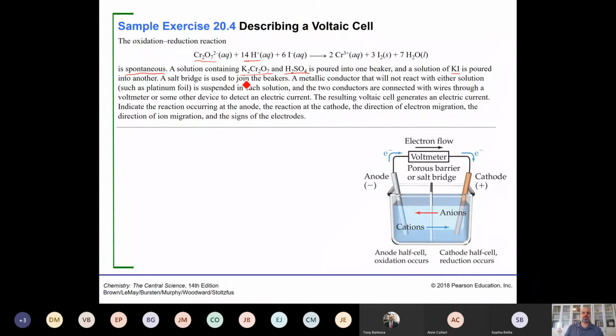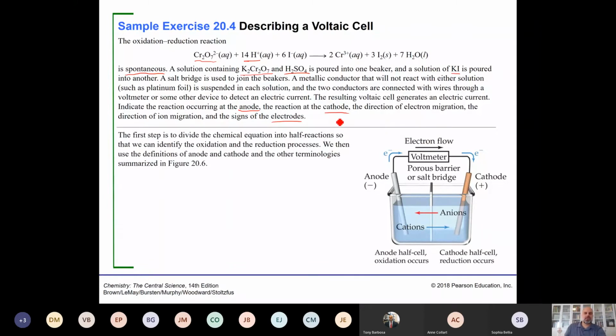They add a salt bridge to join the beakers, and then they have a metallic conductor that will not react with either solution, such as platinum foil, suspended in each solution. The two conductors are connected with wires through a voltmeter or some other device to detect the electric current, and the resulting voltaic cell generates an electric current. It says to indicate which reactions are occurring at the anode, which at the cathode, the direction of the electron migration, and the signs of the electrodes. So we're going to walk through what this means.